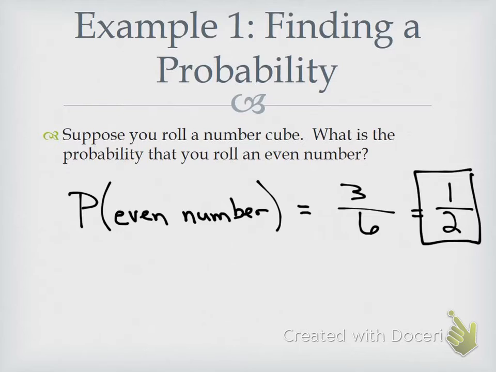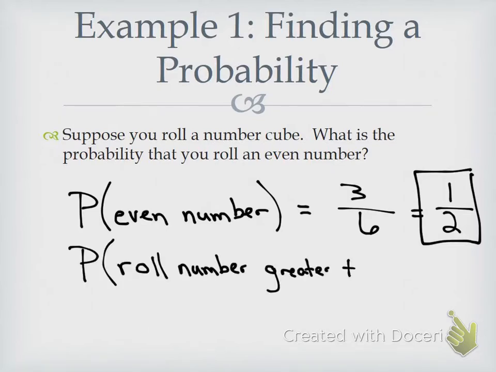Think you can do one? Yes. What is my probability that I would roll a number greater than 1? Write it down on your notes. So, on a number cube, how many numbers are greater than 1? 5. So, 5 over 6. See how that works?